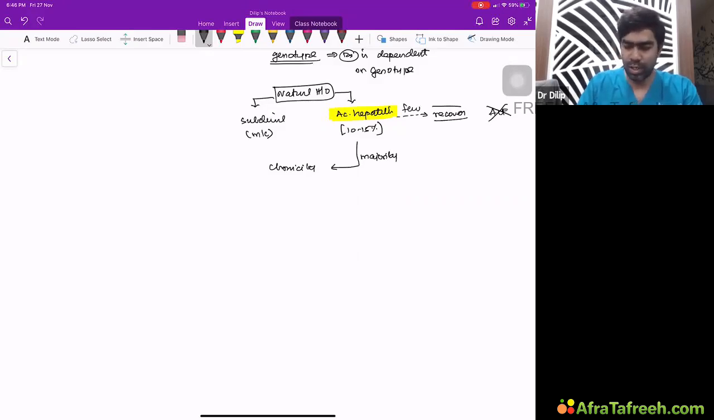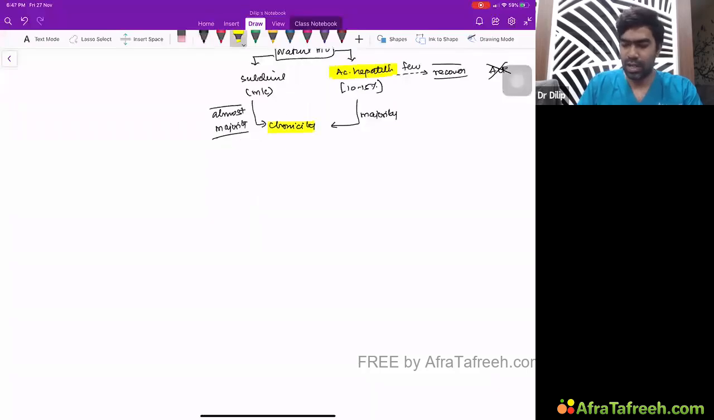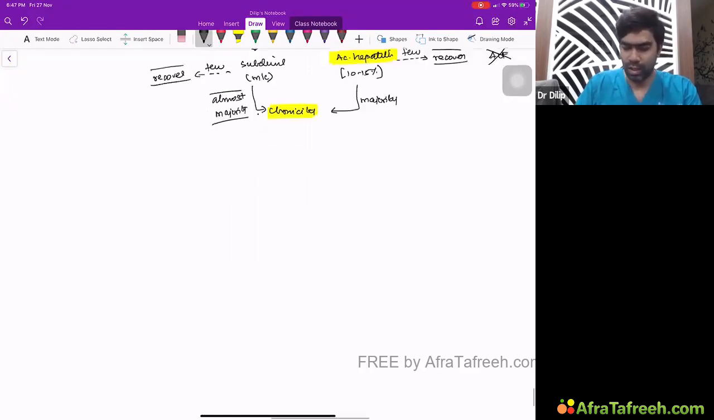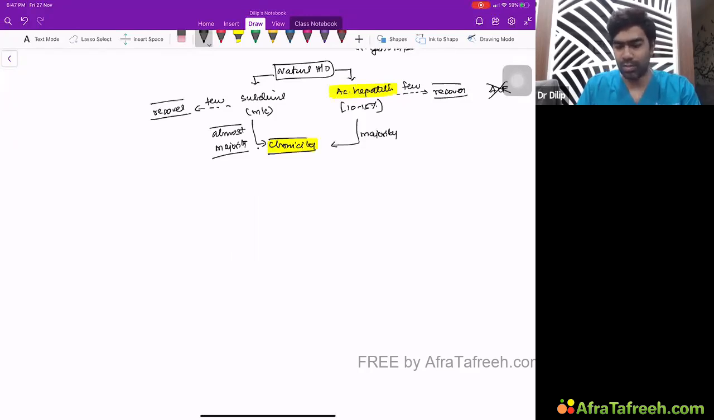And most of the patients who get a subclinical infection also will end up with chronicity. Almost everyone who ends up with a subclinical infection will end up with chronicity. A very small number of patients, like 4 to 5%, can recover or clear off the infection. Which means any patient who got hepatitis C virus, whether a subclinical infection or acute hepatitis, always carries a risk of chronicity. So chronicity is extremely common.